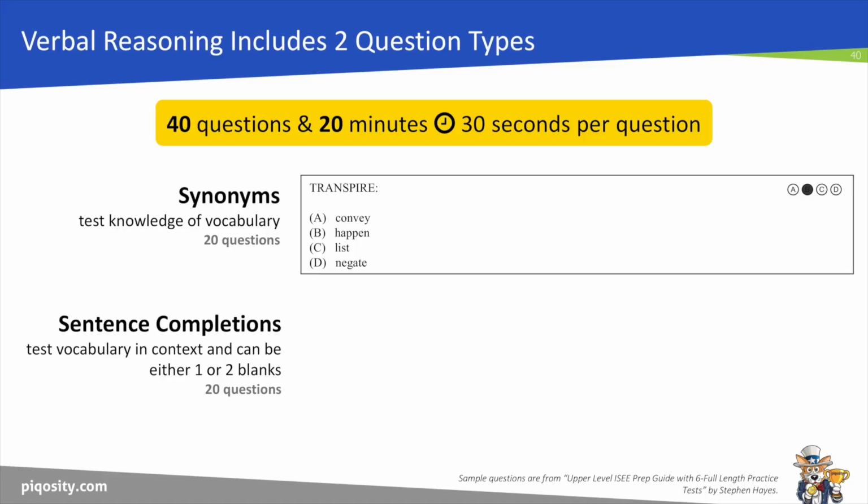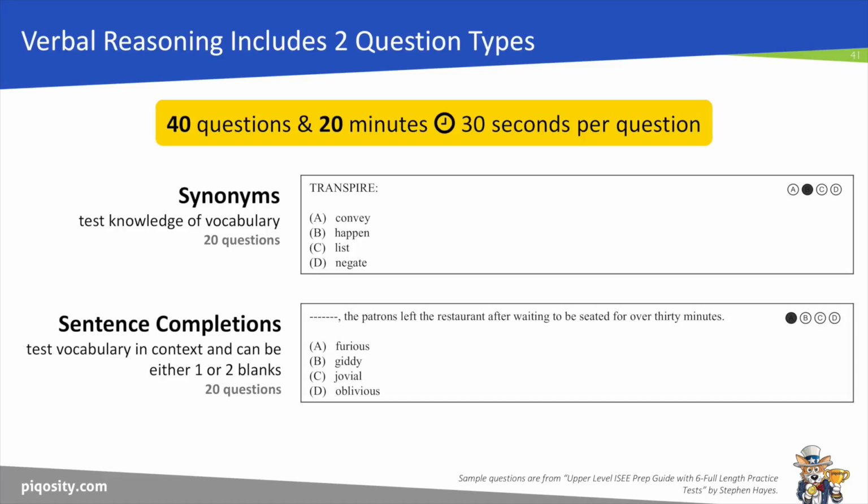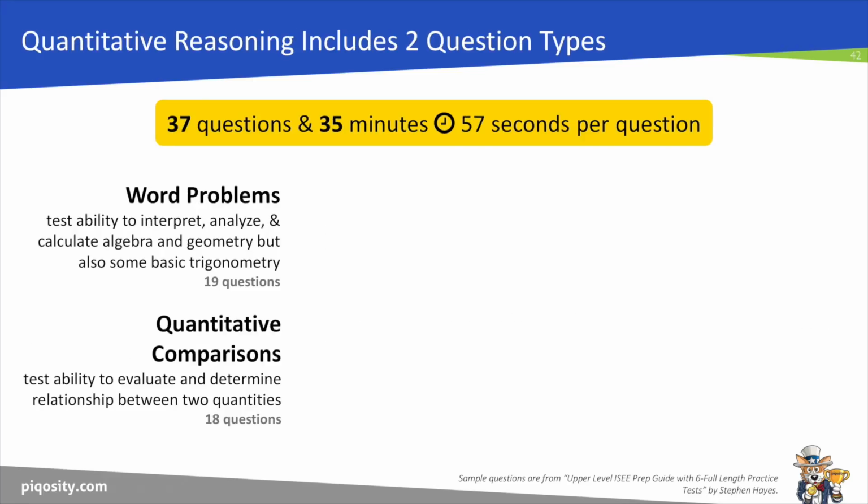The second set of questions are sentence completions, where students are presented with a sentence that has either 1 or 2 blanks. Relative to synonyms, the context clues given by the sentences tend to make these questions a little bit more manageable for students. Quantitative reasoning is the second section of the ISEE and is generally considered the most difficult.